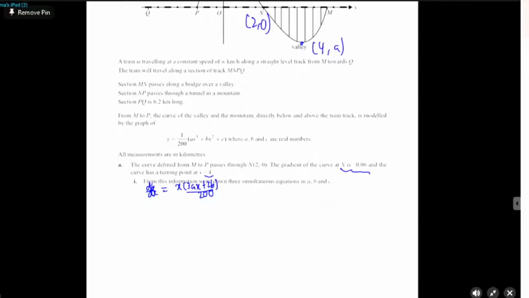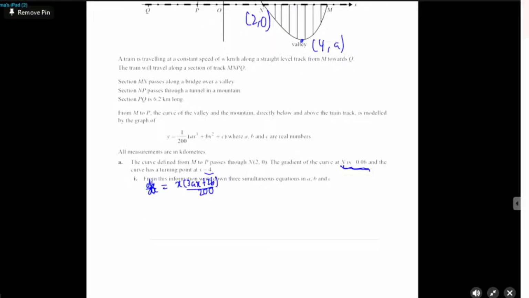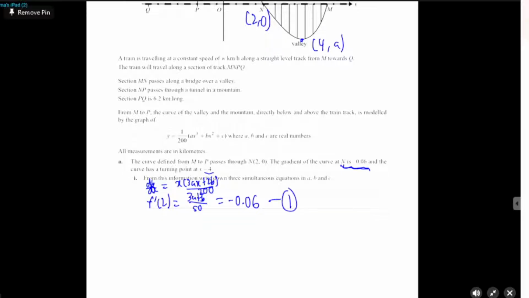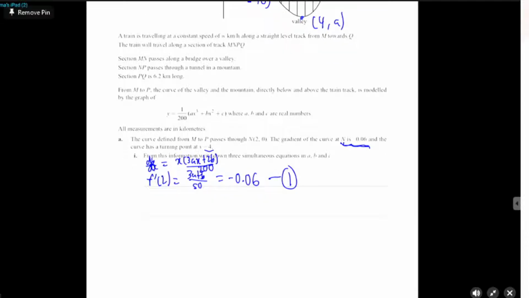Now, what we know is that the gradient at n is negative 0.06. So that means f dash 2, which equals (3a plus b) over 50 when you sub in x into dy/dx, is equal to negative 0.06. That's your first equation. Your second equation is that there's a turning point at x equals 4. So at f dash 4, the gradient is equal to 0, which when you sub in x is that. That's your second equation.